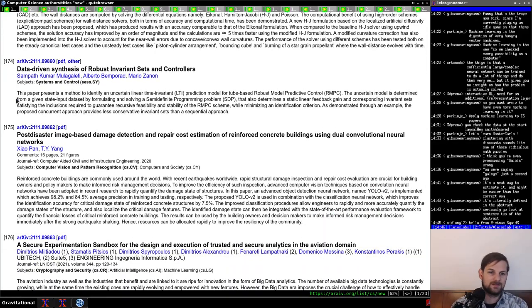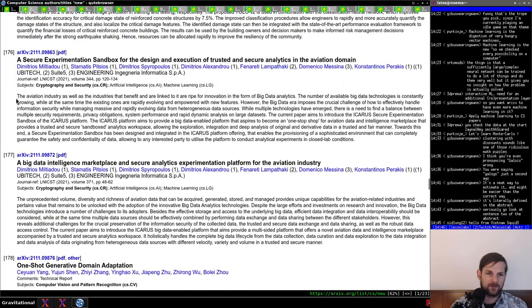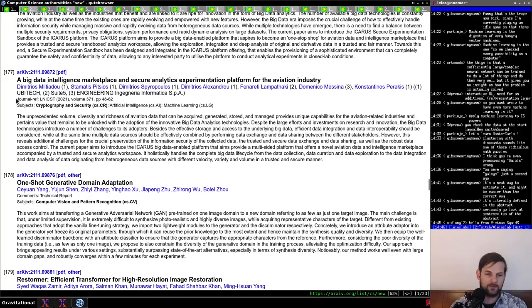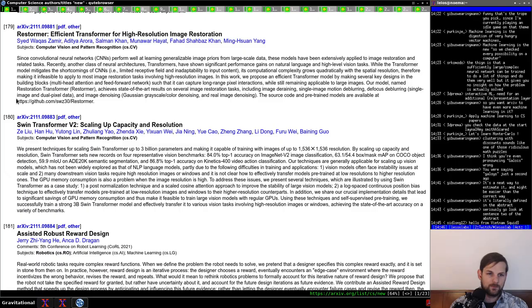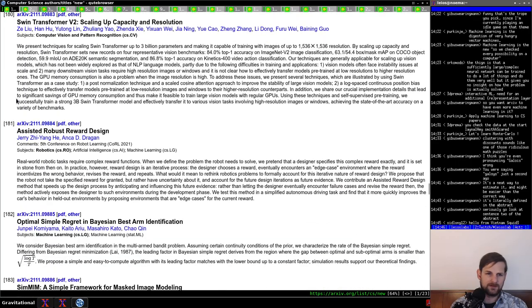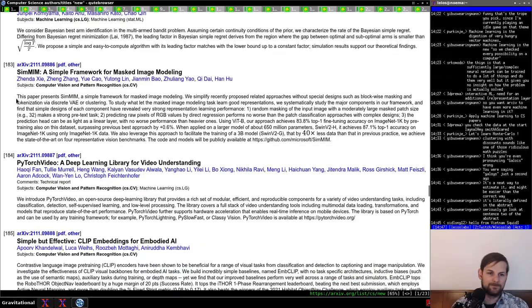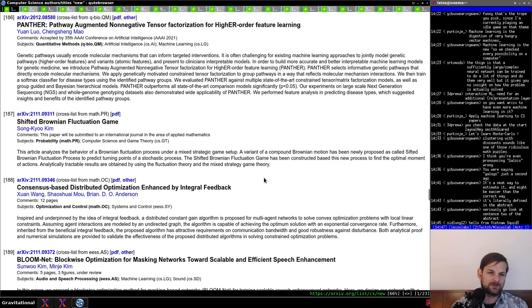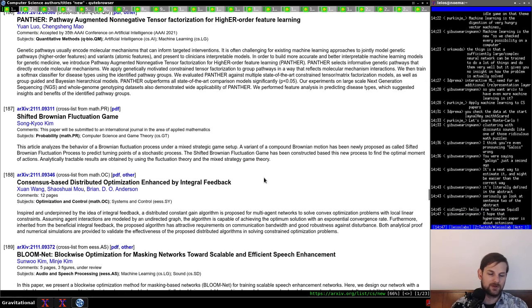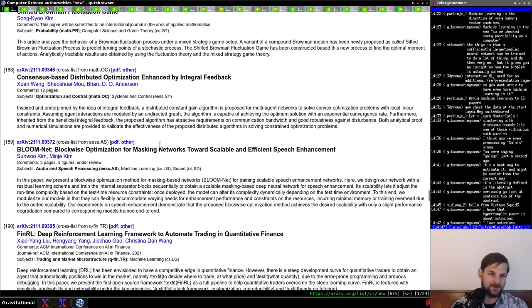Let's see, data-driven synthesis, computer vision, cryptography. Both of these could be cool. Nope. One-shot generative domain adaptation. Let's see, Swin Transformer V2, assisted robot reward design, optimal simple regret, and Bayesian best arm identification. Computer vision. These are just cross lists. Might be interesting, but maybe not. So shifted Brownian fluctuations game actually could be. Consensus-based distributed optimization enhancement by integral feedback.